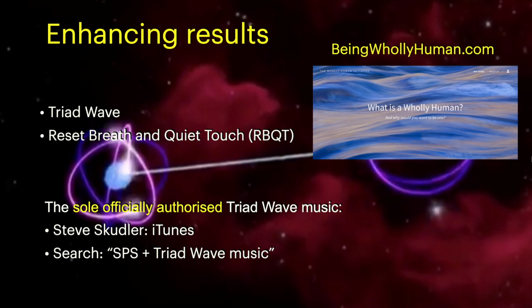So when we use the Triad wave with our devices, we get the patient to do the reset breath and quiet touch, or RBQT, as we do at the start of all the videos. The RBQT helps the client to move immediately into a deeply relaxed parasympathetic response, opening up the healing and regenerative capacity of the body.